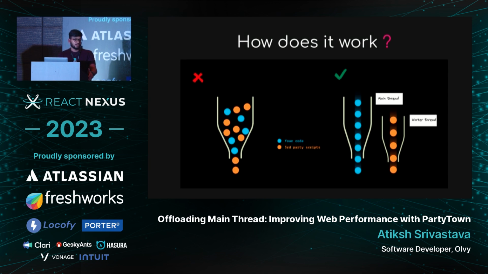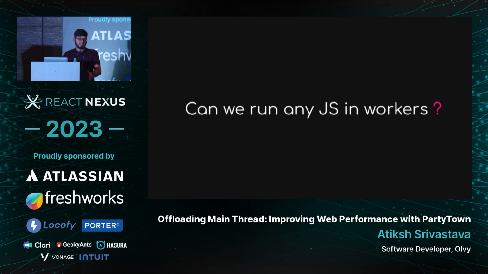Now let's see how it works. With PartyTown, all the third-party scripts are taken care of by the web worker, while our main code runs on the main thread. This sounds really interesting, right? So here's the question: can we run any JavaScript in web workers? Sadly, the answer is no, because the environment for a web worker is different. We don't have access to the DOM variables and, let's say, the window object and so on. But the beauty of PartyTown is that with PartyTown, we can access these variables as and when needed.